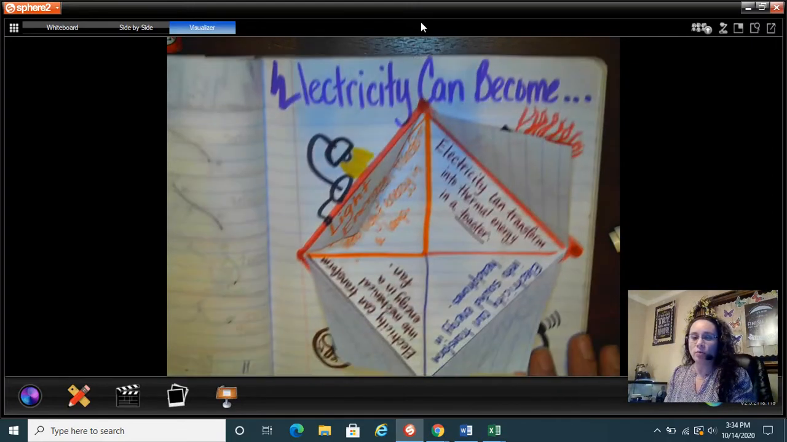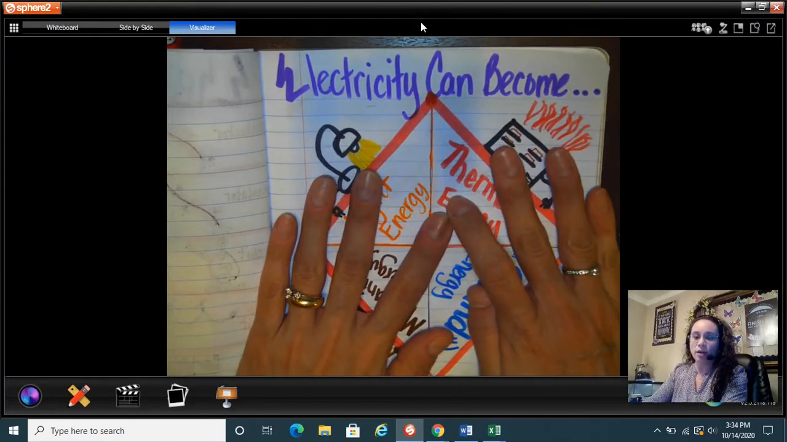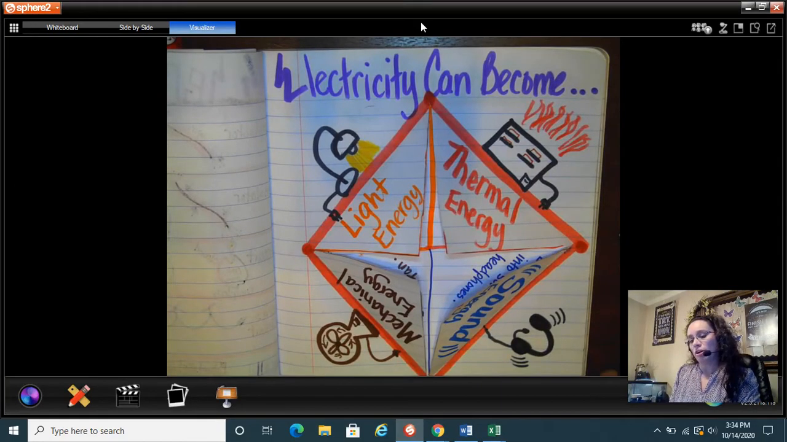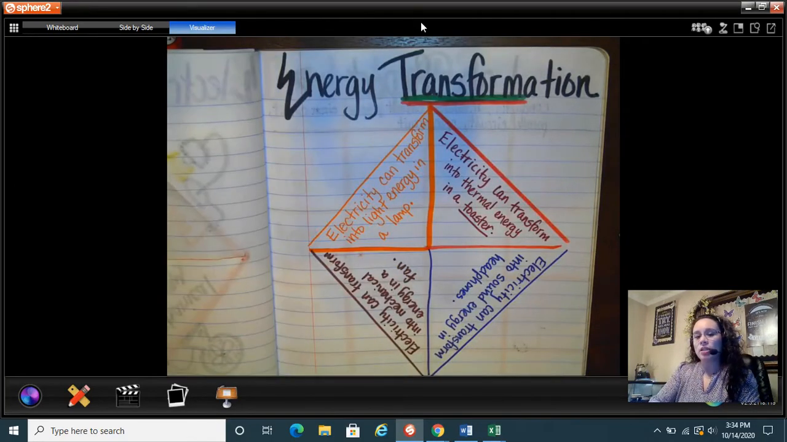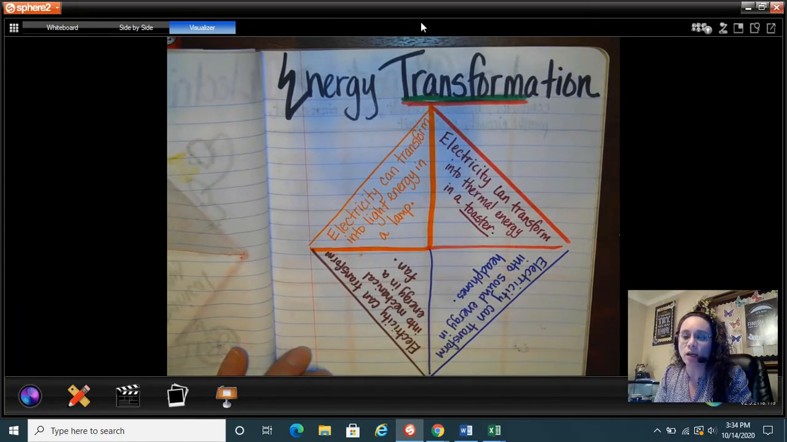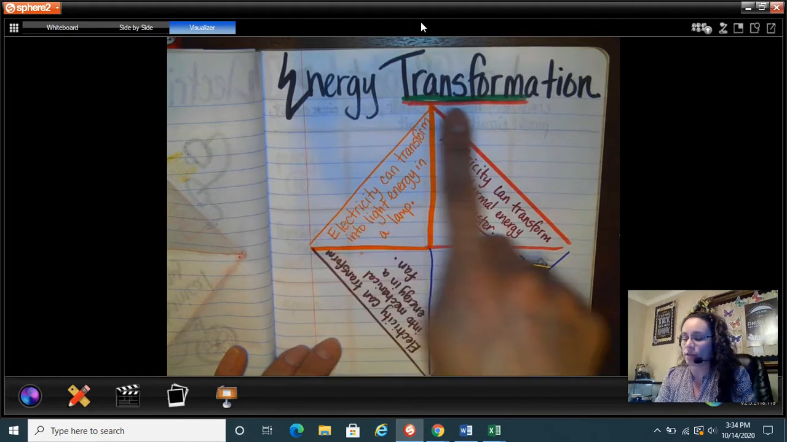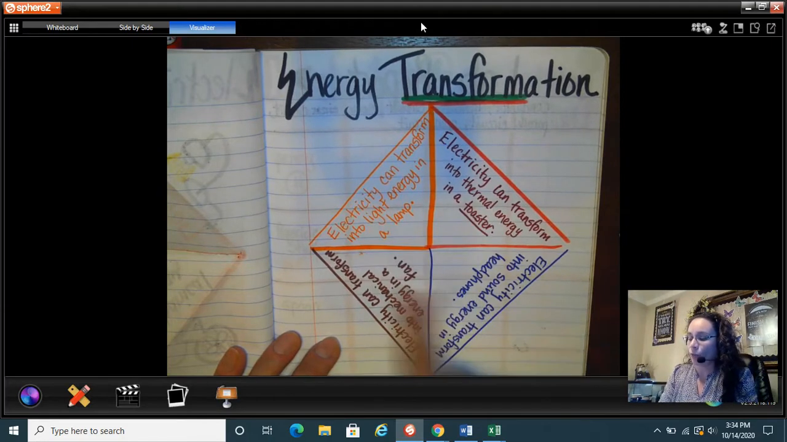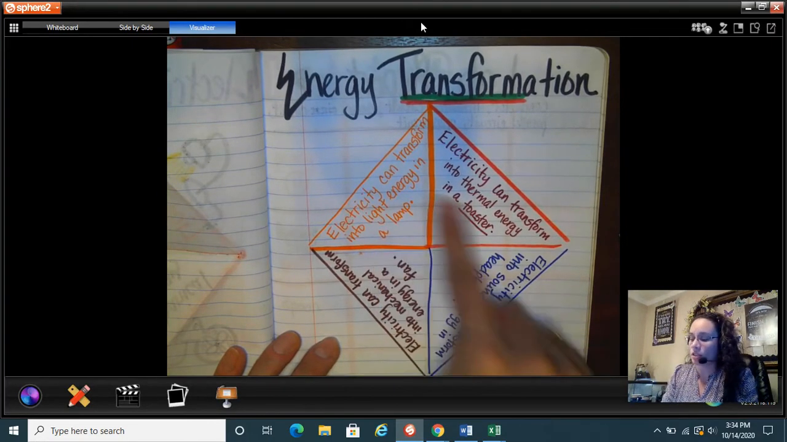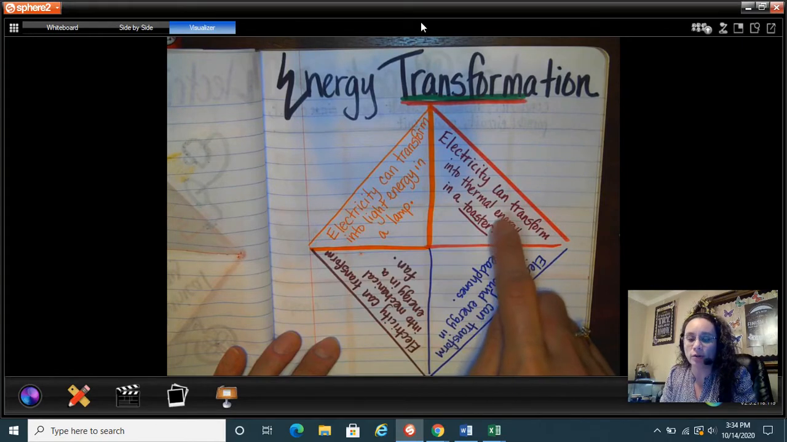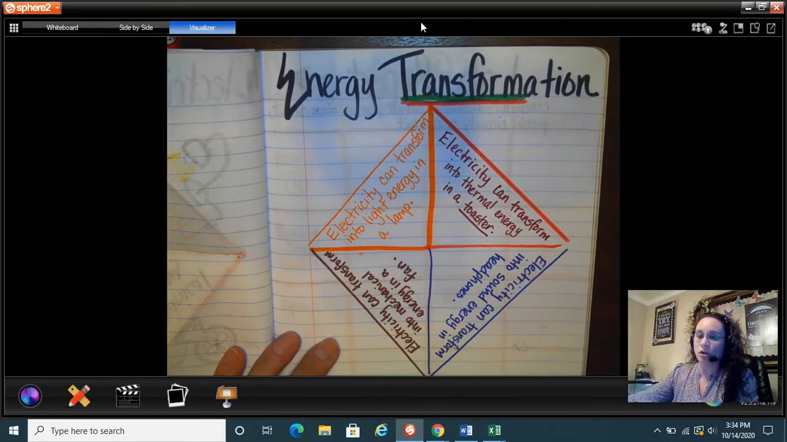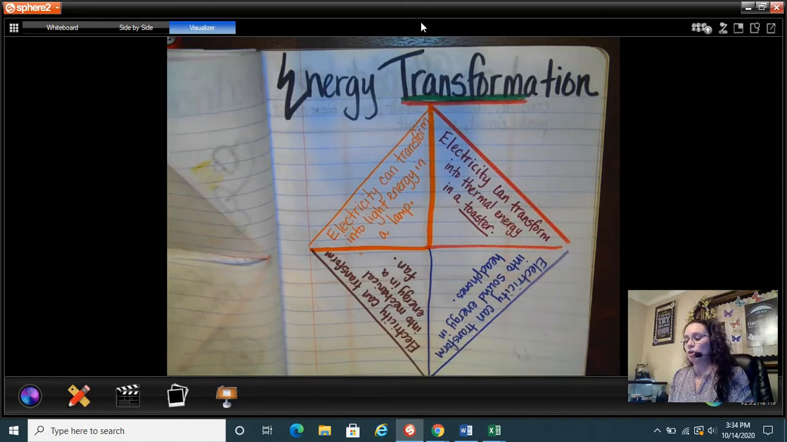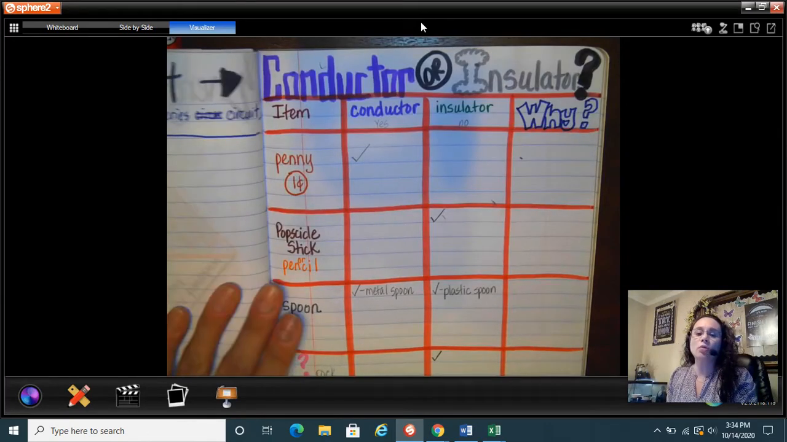Okay. So if I turn my journal the right way, you can see the finished product. Okay. If I turn that page, I will see the 4 sentences that I wrote about energy transformation. So I wrote the title, Energy Transformation. Electricity can become all these 4. And we got to be very careful with electricity, especially when it becomes thermal energy. That is the safety precaution. Okay. So if I turn the page, this is for our lab.